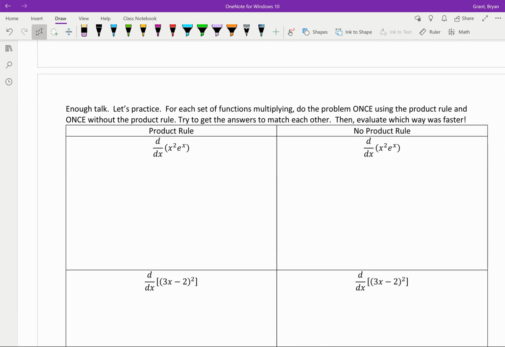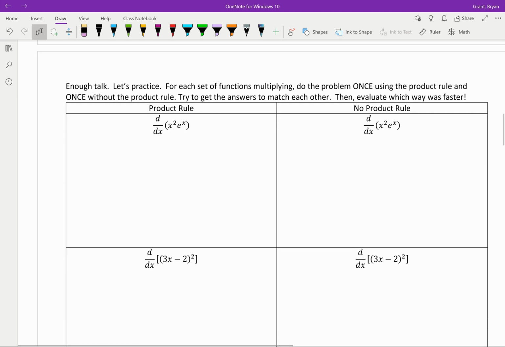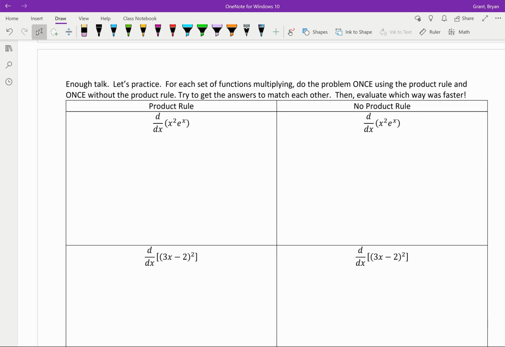Okay. For each set of functions multiplying, do the problem once using the product rule and once without the product rule. Try to get the answers to match each other. Then evaluate which way was faster. Okay, well, let's look at a couple of these and then you guys can get some practice in.